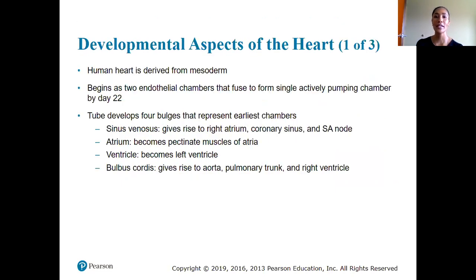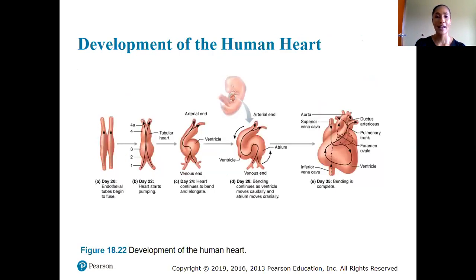So the human heart is going to be derived from the mesoderm. Remember that when an embryo is developing, it's going to divide into 3 germ layers: the ectoderm, mesoderm, and endoderm. So the heart is going to form from that mesoderm layer, and it begins as 2 endothelial chambers that will fuse to form a single actively pumped chamber by day 22 of gestation. Then the tube develops that will form 4 bulges that will represent the early chambers. And I'm not going to ask you in detail about this, but we're just talking about it to have an understanding. So here we see the development of the human heart.